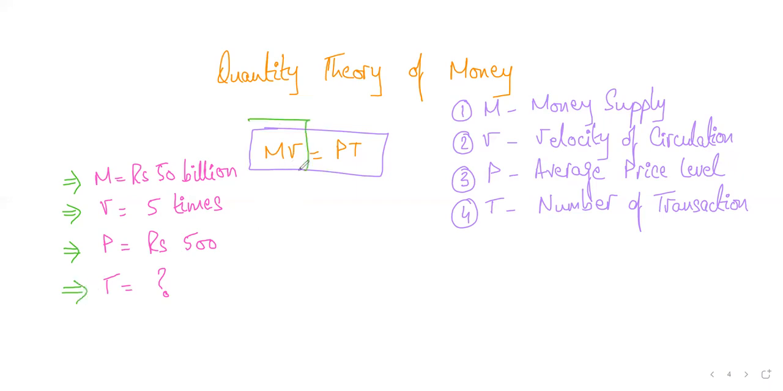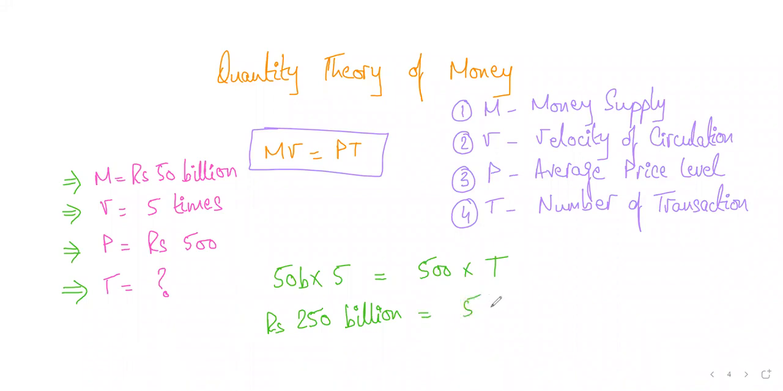One thing you need to know is that the left hand side of the equation has to be equal to the right hand side, the way we normally solve equations. So you have to multiply the variables on the left hand side first. Students, are you following me? 50 into 5 will give you 250 billion. This is what you get on the left hand side of the equation. On the right hand side, you only have 500 times T, because we don't know the number of transactions that take place in the economy.